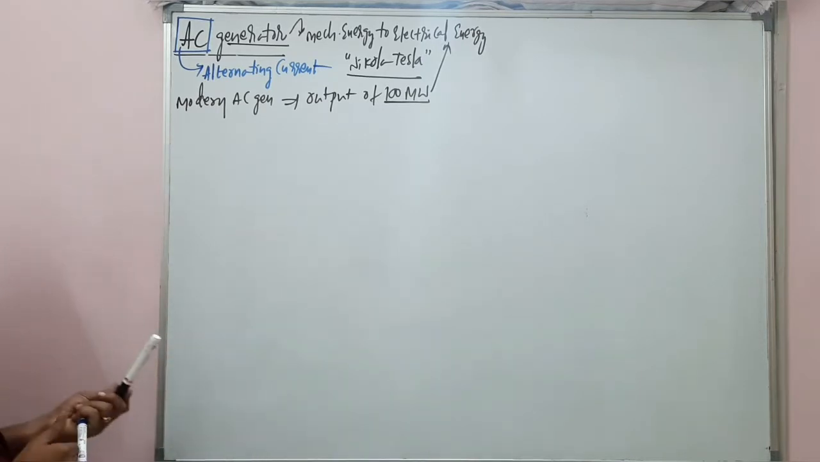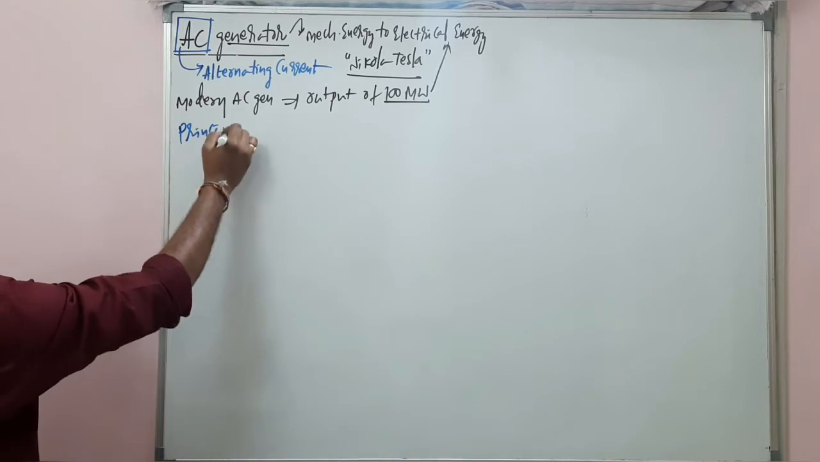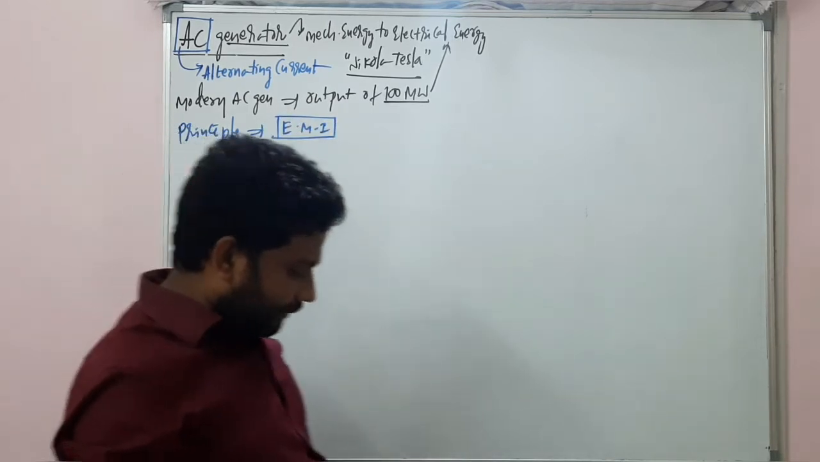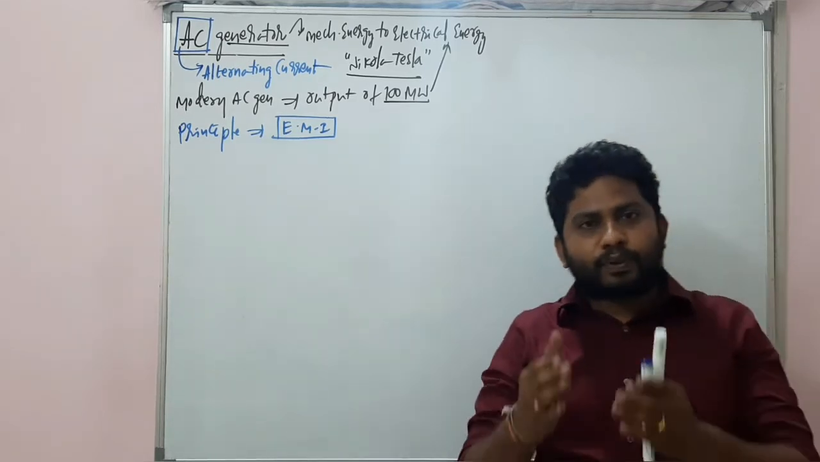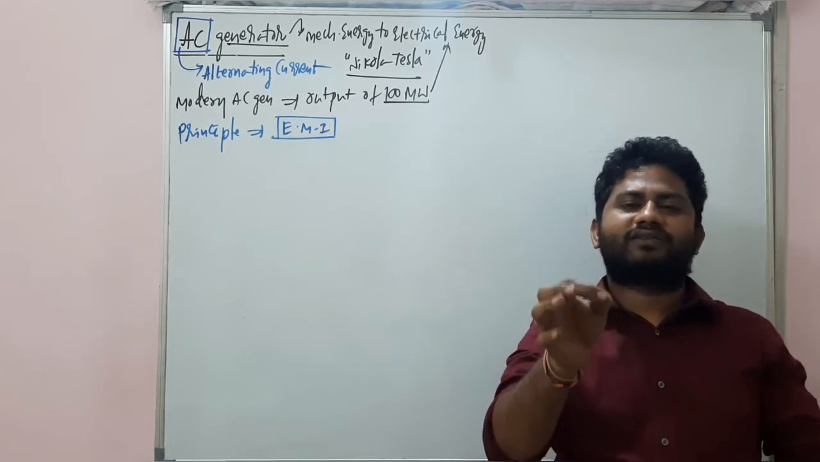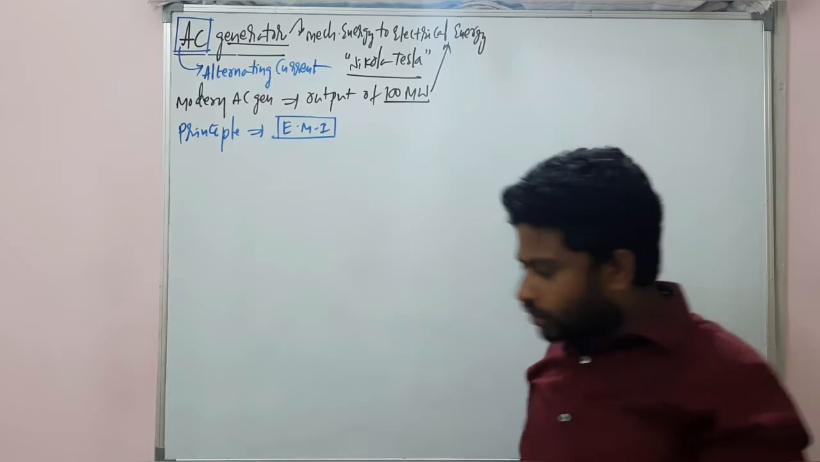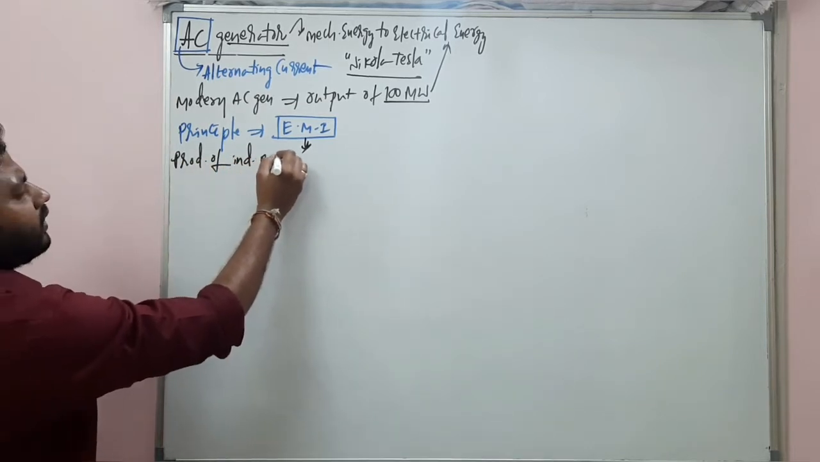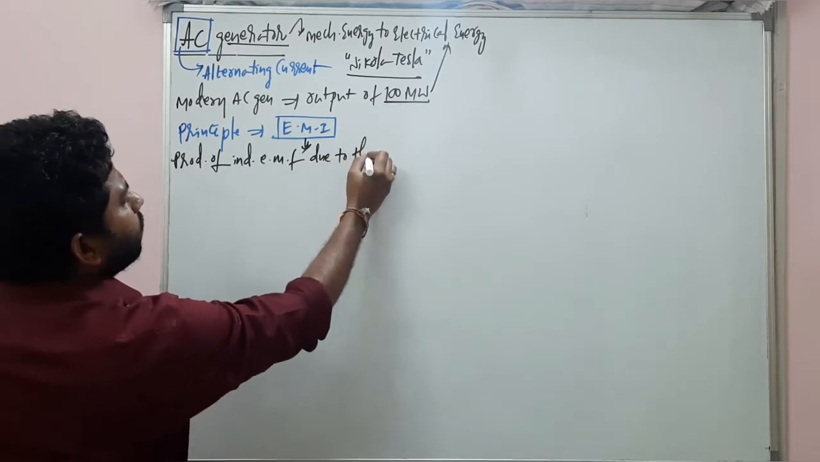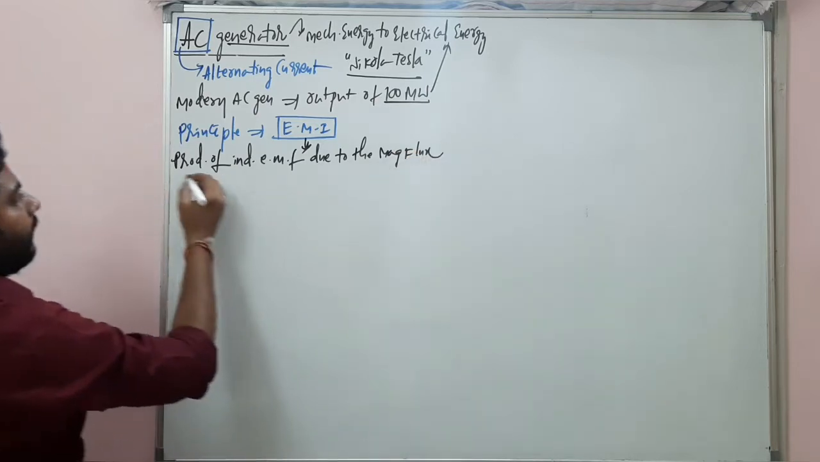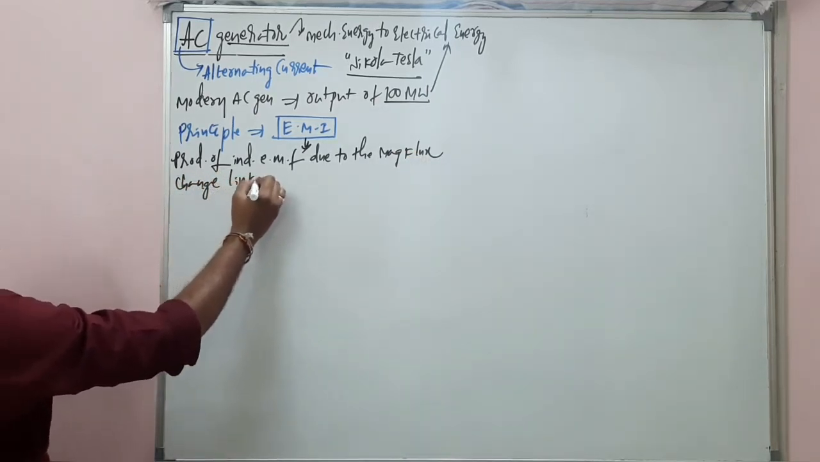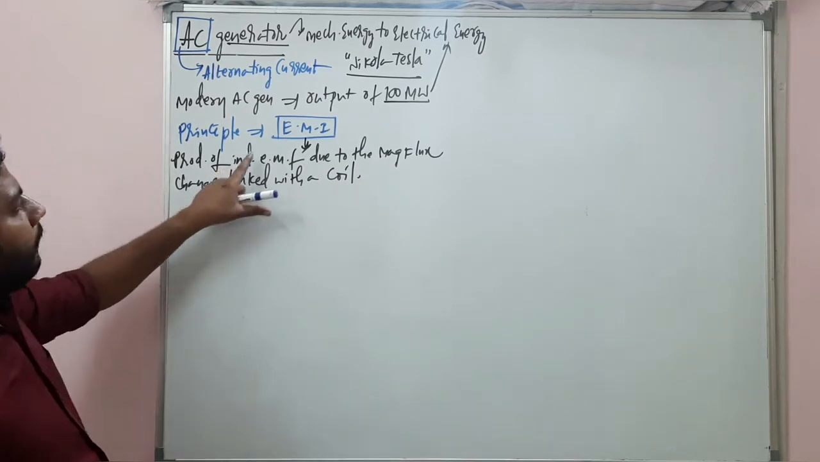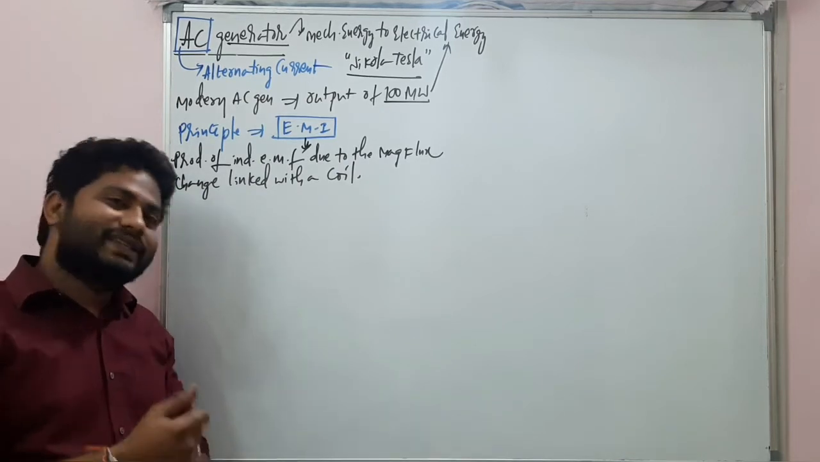Now let's talk about the principle of the AC generator. So simple. The principle of the AC generator is electromagnetic induction. That's the name of the chapter even. What is electromagnetic induction? The production of induced EMF due to the magnetic flux change. That's called EMI, right? So what is EMI here? It is the production of induced EMF due to the magnetic flux change linked with a coil, right? So that's the principle of electromagnetic induction, the principle of the AC generator.